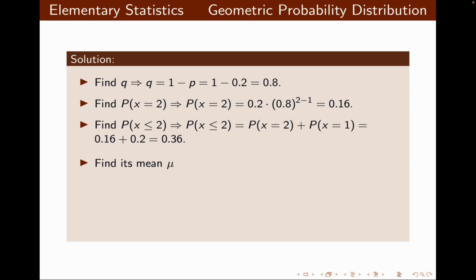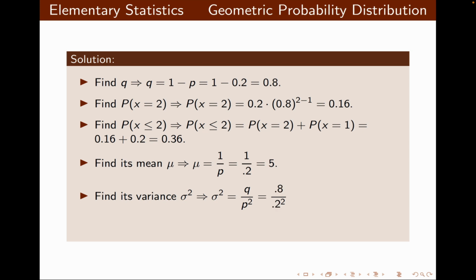To find the mean, mu, we use the formula 1 over p. We plug in the numbers, and the mean is 5. For the variance, sigma squared, we're going to use the formula q divided by p squared, plug in the numbers, and we get 20. And for the standard deviation, sigma, we're going to take the square root of the variance. So the square root of 20 is approximately 4.5.